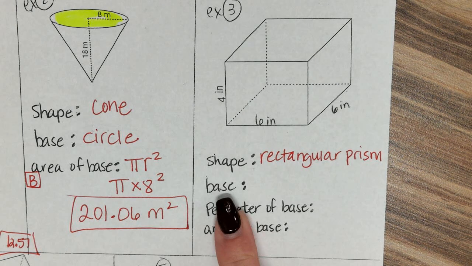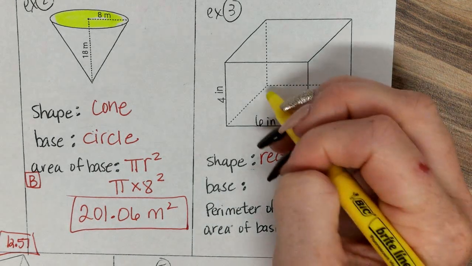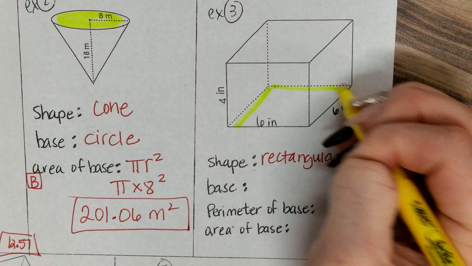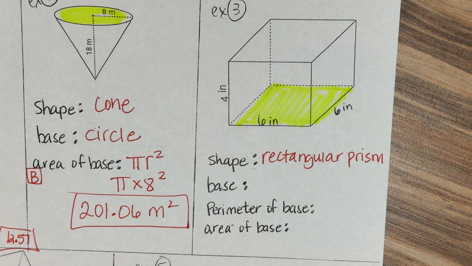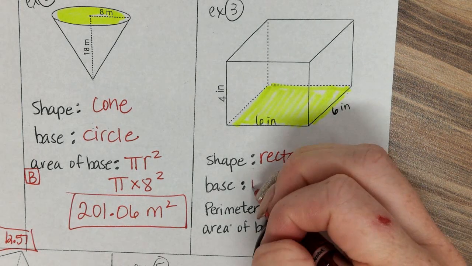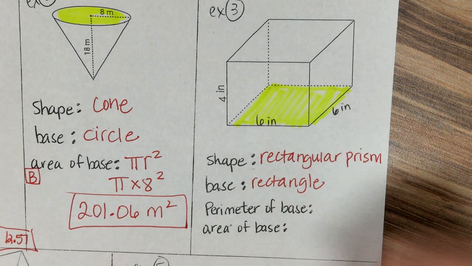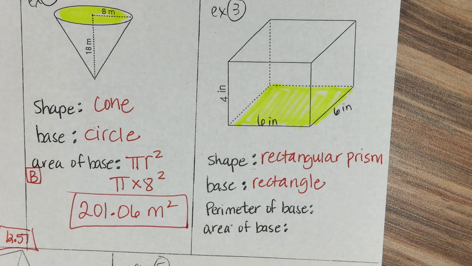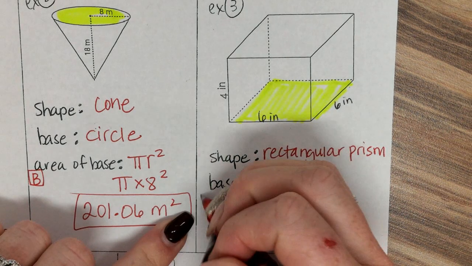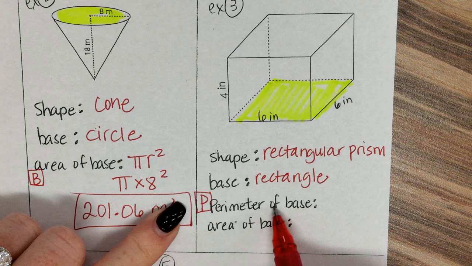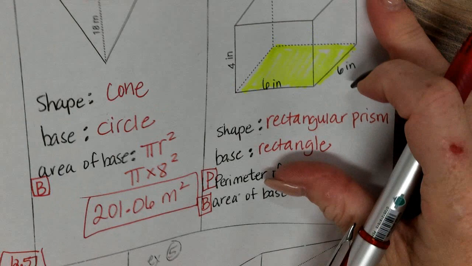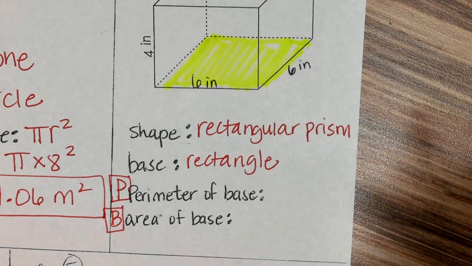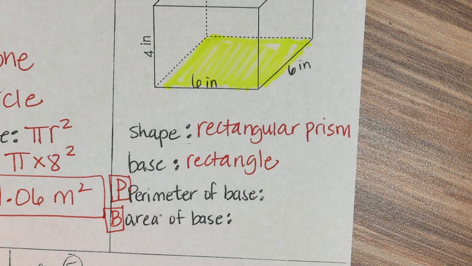What kind of base does a rectangular prism have? Will it always be a square or will it be a rectangle? A rectangle. It could be a square, but for the sake of it, we're going to say it always will have a rectangle base. You're going to find two things for this. You're going to find capital P, the perimeter of the base, and you're going to find capital B, the area of the base. How do you find perimeter of anything?